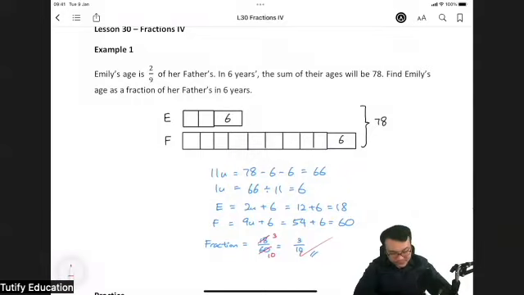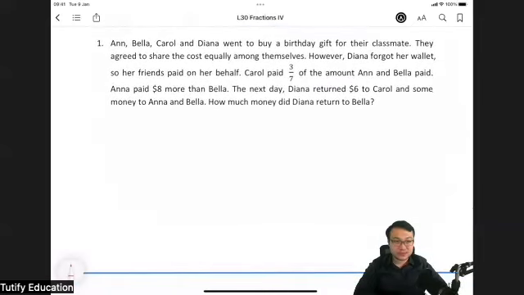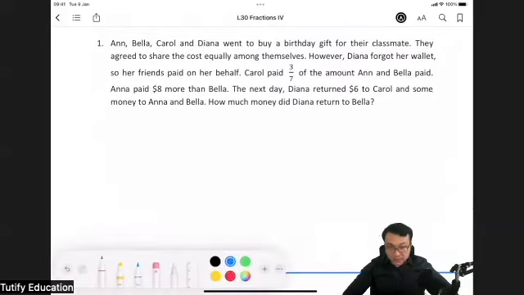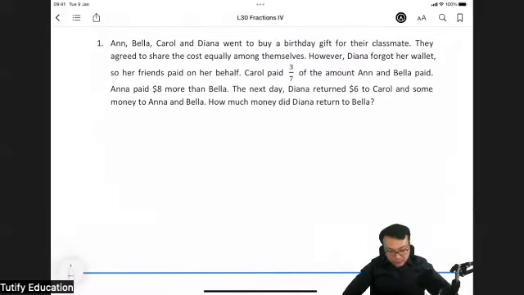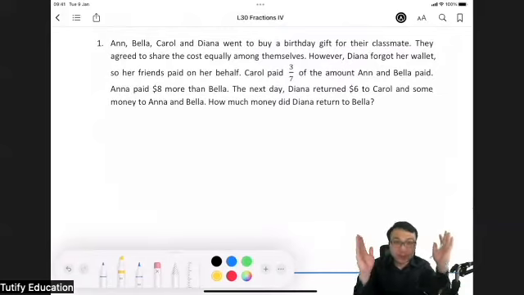Okay, let's move on to practice number 1. Okay, take some time to read this first. So, Ambriel, okay, let's take a look here. Now, if we were to read this sentence, now there are 4 girls, but one of them forgot to bring their wallet. So the other 3, they had to pay for the full amount. Of course, it also includes Diana's share. Because Diana forgot to bring the wallet, the friends also help her to pay her share.